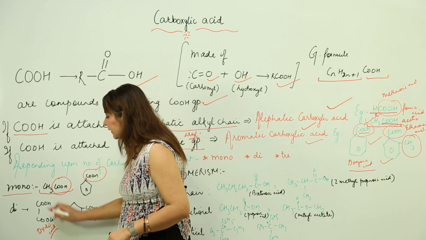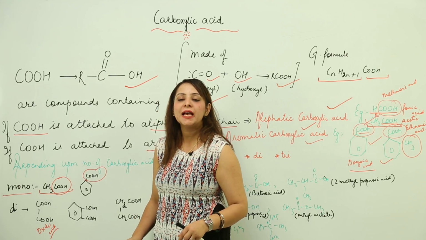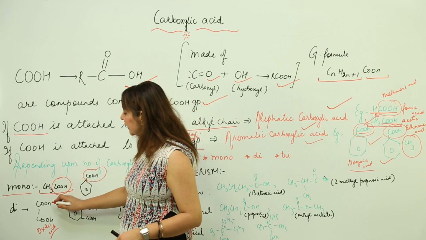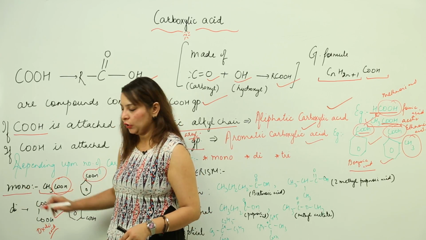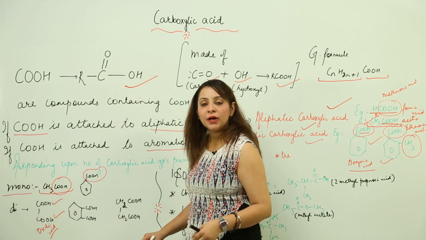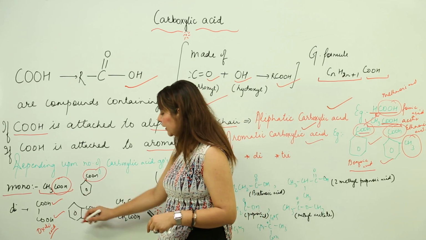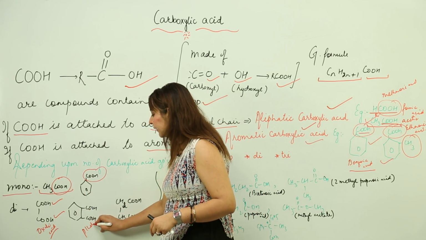When two carboxylic acids are linked to each other, they are particularly called oxalic acid. So as you can see, there are two carboxylic acid groups. So that means it is a member of dicarboxylic acid. Likewise, there can be two carboxylic acids attached to the benzene in this way. Particularly this name is phthalic acid.